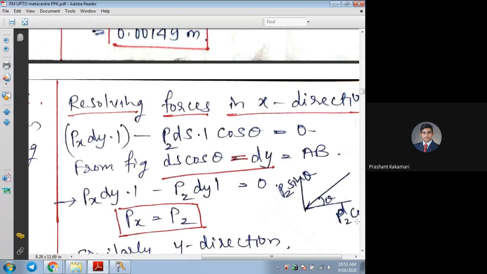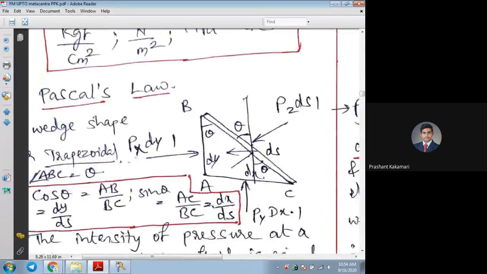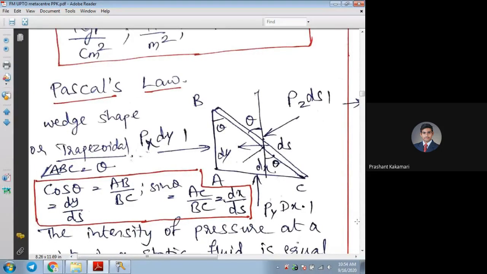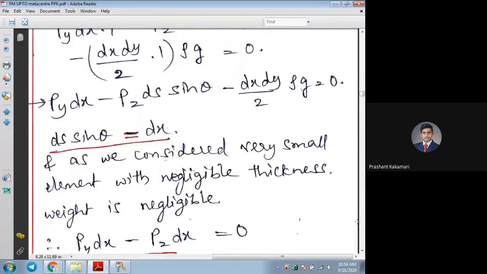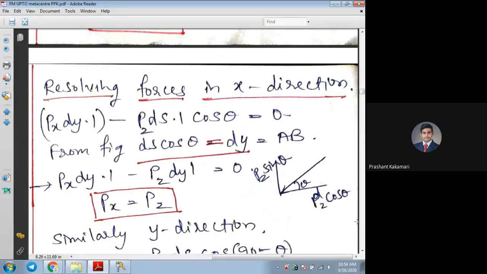And from ds cos theta, we can replace ds cos theta with dy. Why? Because we already defined what cos theta is. Cos theta can be written as dy by ds, or dx by ds. Is that clear? Now we need to exchange dy in terms of ds, or ds in terms of dy, any one form, because we need to simplify the equation. So they kept dy as it is, and replaced ds cos theta with dy.